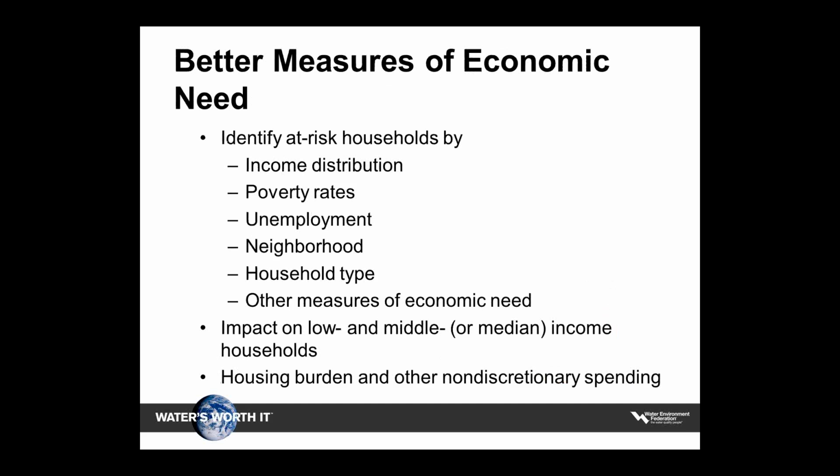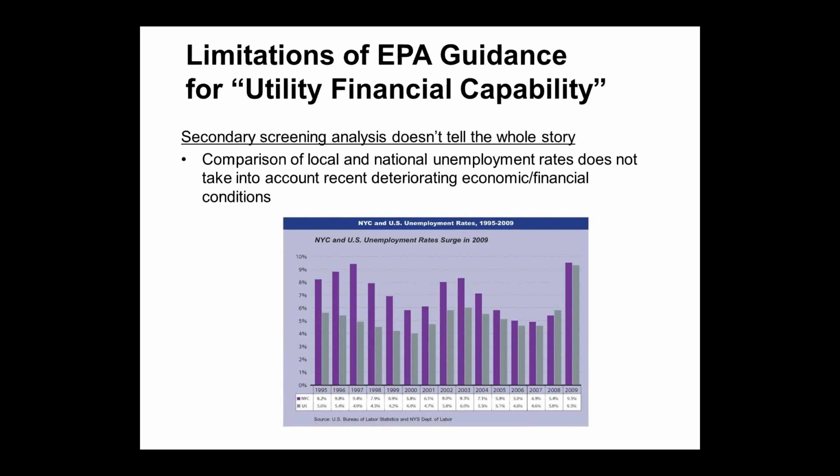businesses, and so forth. So better measures would include looking at at-risk households by looking at the whole income distribution within a community, looking at the poverty rates within the community, unemployment, looking at differences across neighborhoods, which can be important across household types. Are we looking at the elderly? Are we looking at renters as opposed to others? And there are other measures of economic need. It's also important to consider other non-discretionary spending burdens that are faced by some of the lower and fixed income households in various communities.